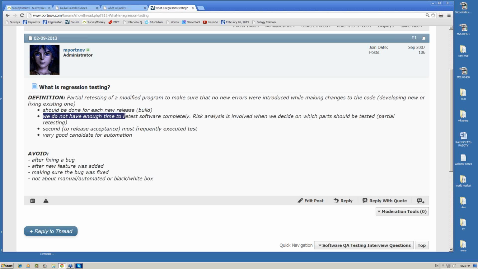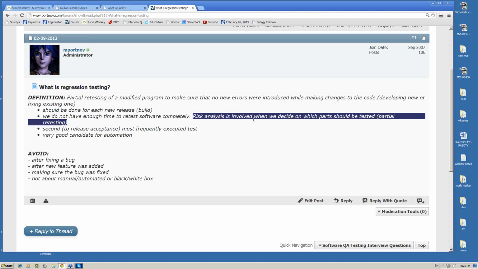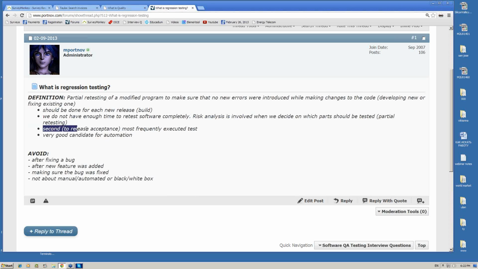We do not have enough time to retest software completely. That is why we are saying it's a partial retesting. Good. So risk analysis is involved, meaning we have to decide which parts we pay more attention to when we retest. It is second to release acceptance, the most frequently executed test, because some tests will not pass the release acceptance, so we don't have to do regression on them. And because of the frequency, it is a very good candidate for automation.